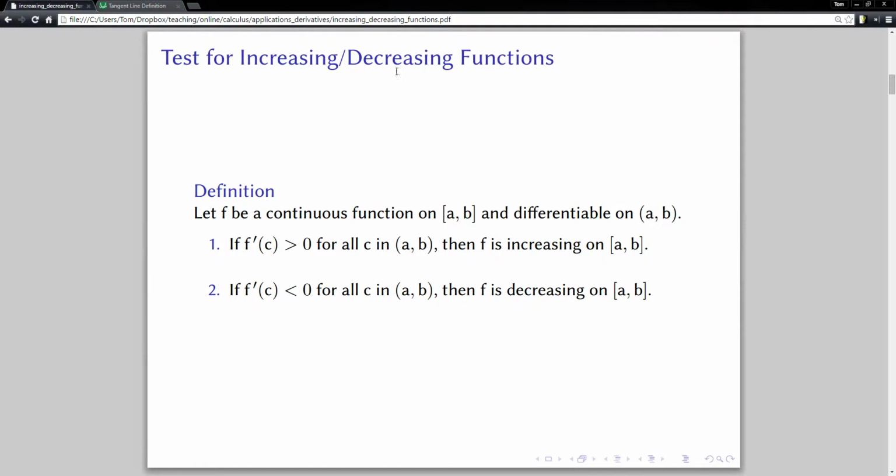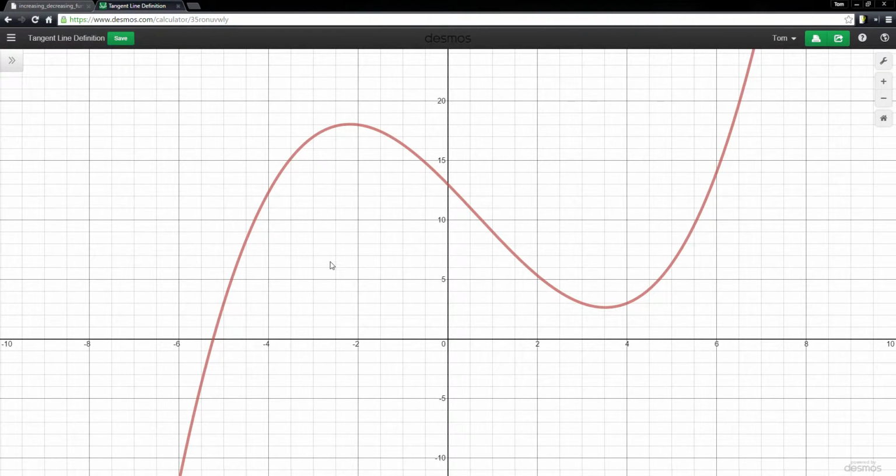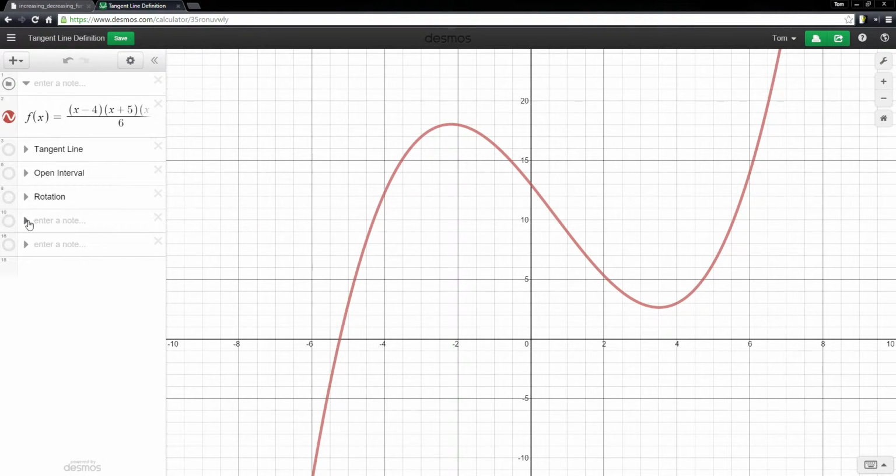There is a test for increasing, decreasing functions, and that involves the derivative. What this test says is that if the derivative is positive for all numbers in some interval, then f is increasing on that interval. And if the derivative is negative, then the function f is decreasing on that interval. So basically you can look at the derivative to tell where a function is increasing or decreasing. If the derivative is positive, then the function will be increasing. If the derivative is negative, then the function will be decreasing.